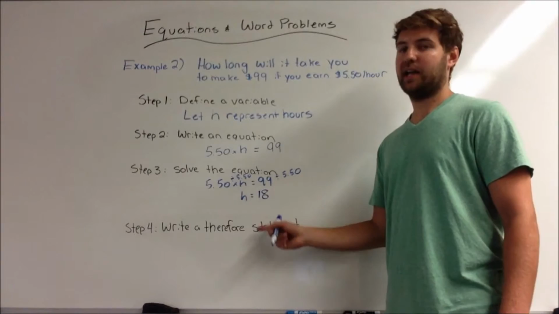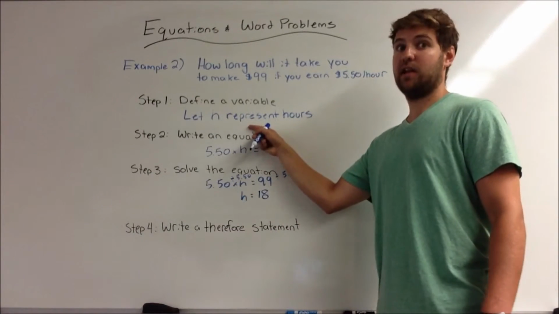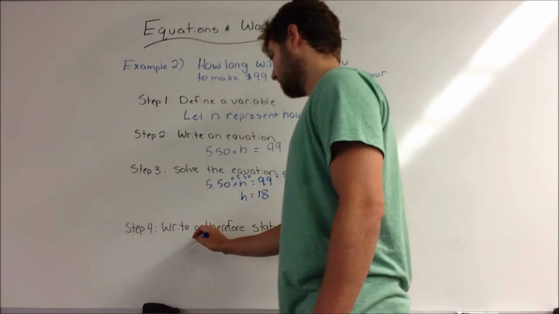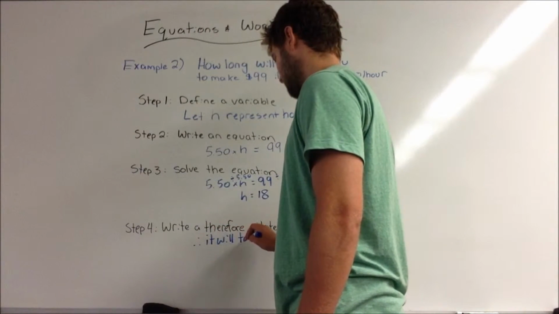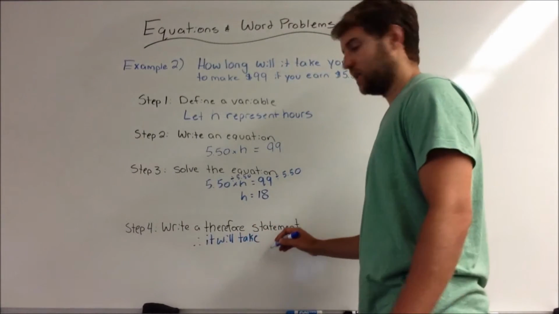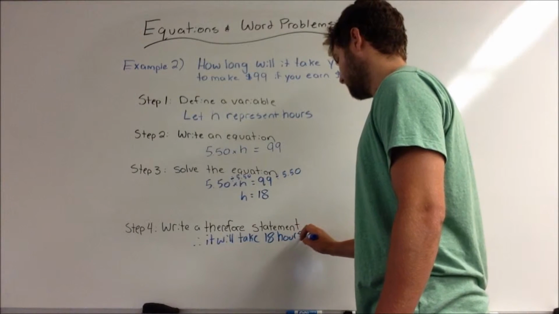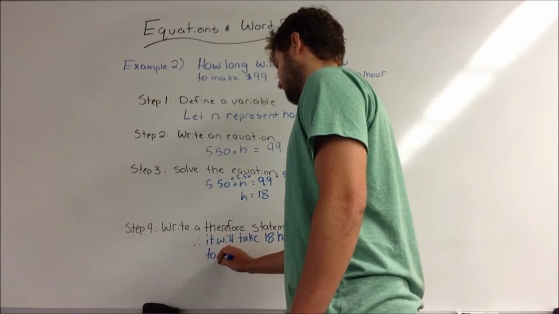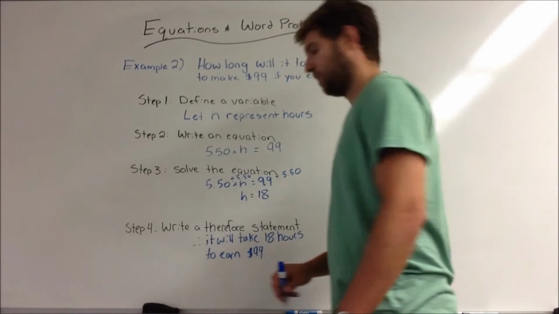So now we can go back and answer the original question. How long will it take? Well, h is 18, h is the number of hours, so therefore it will take 18 hours to earn $99. And there we go.